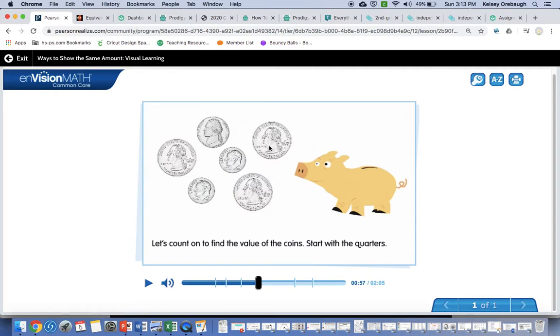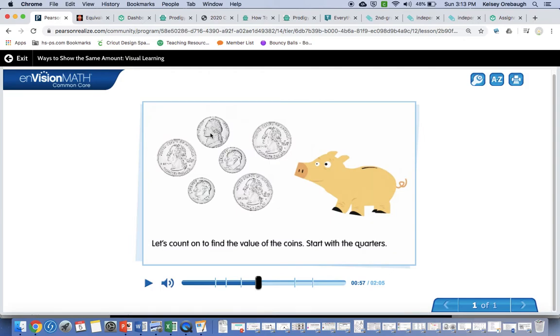Then we would move on to the dimes. So we have 25, 50, 75, plus 10 is 85, plus 10 is 95. And finally, we move on to the nickel. A nickel is worth 5 cents.